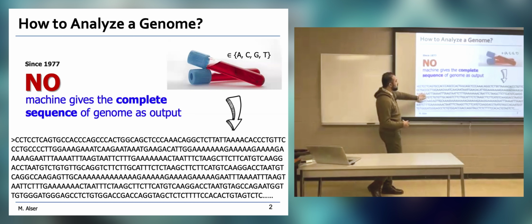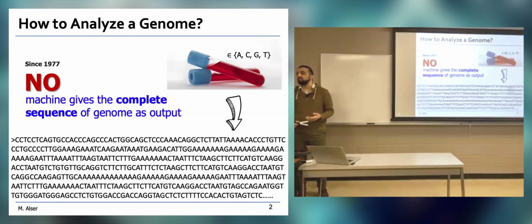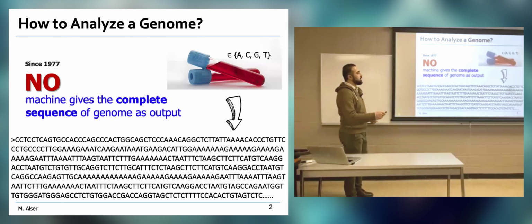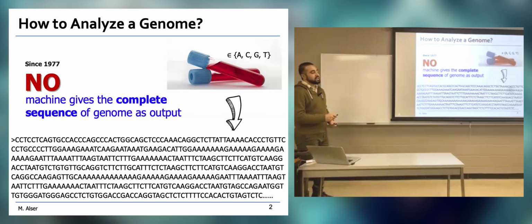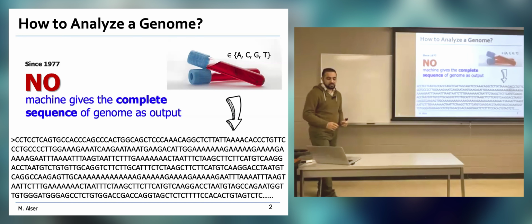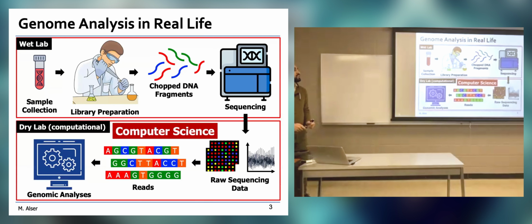By having this, we could have a lot of reveals, a lot of information that we could know about ourselves and our living. The problem is that we don't have any mechanism so far that moves us from this all the way to that. And we've been trying since 1977. There are a lot of tries in that regard, but we still can generate just a fraction of that genome. We cannot give the complete sequence of the DNA.